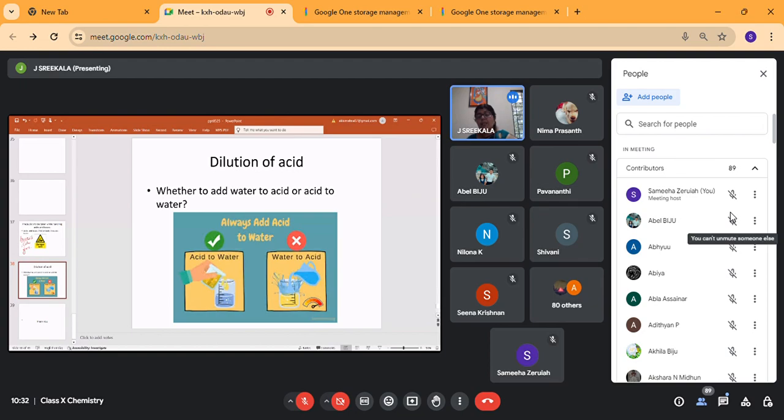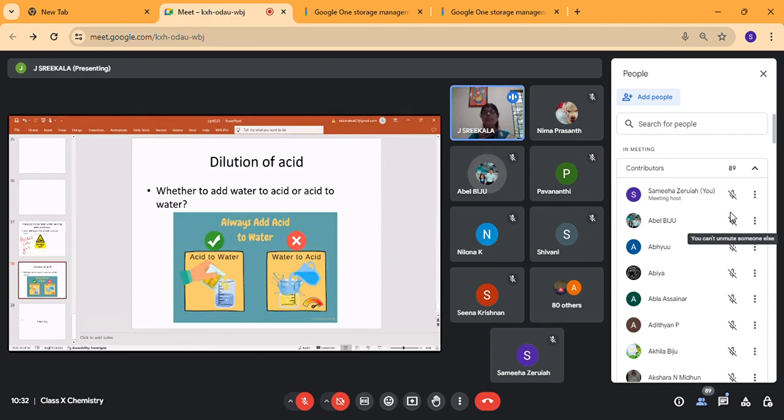The acid needs water. Acid always loves water. So all the acid molecules will attack water. It causes an explosion, and if the face is nearby, the face or hand will get burnt. So always while dilution, acid must be added to water, not water to acid. Okay.